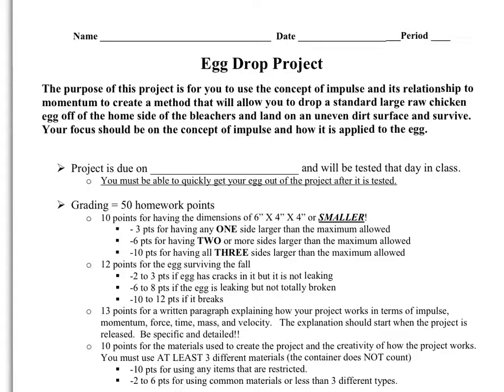So let's see here. The purpose of this project is for you to use the concept of impulse and its relationship to momentum to create a method that will allow you to drop a standard large raw chicken egg off of the home side of the bleachers and land on uneven dirt surface and survive. Your focus should be on the concept of impulse and how it is applied to the egg. Now, I realize that momentum and impulse aren't things that we've talked about. You've just watched a video, but that's what we're going to spend the next couple weeks doing. But in the meantime, you can at least research and start thinking of ideas of your project and then add in the conceptual piece of explaining it once you've finished.